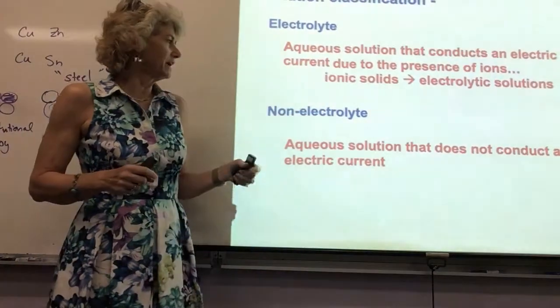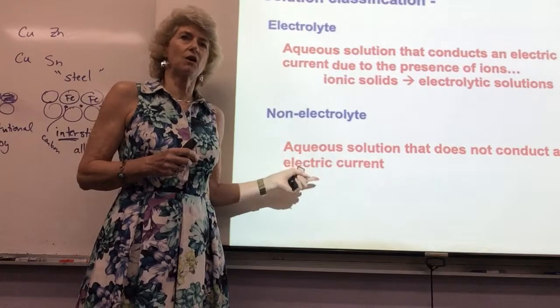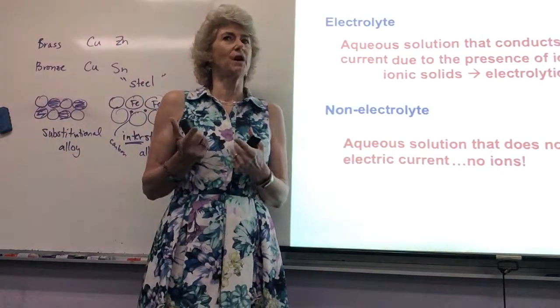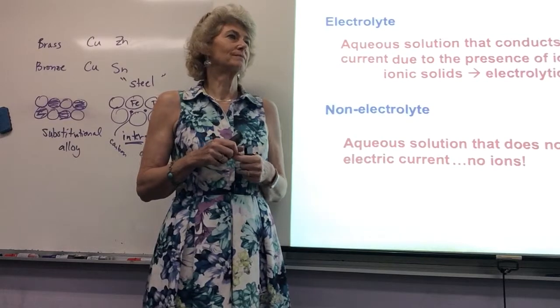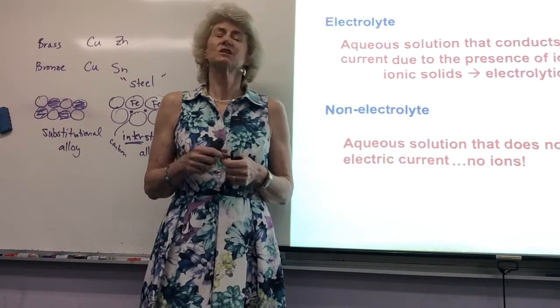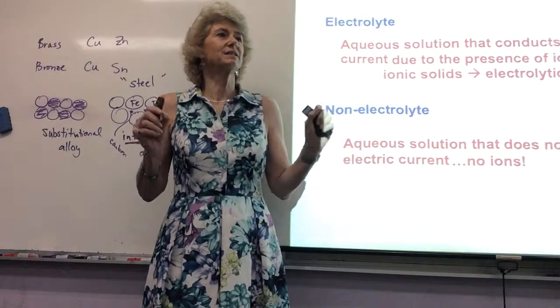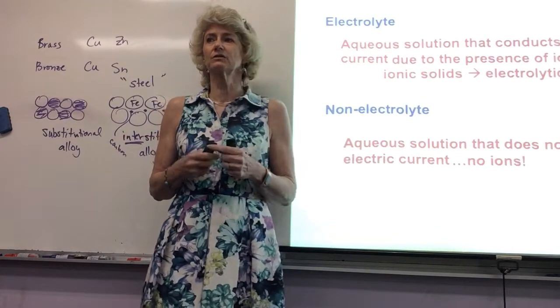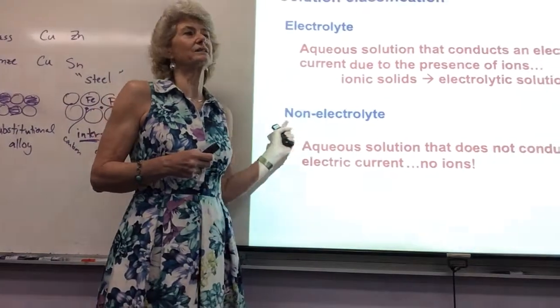The non-electrolytes are anything that doesn't dissolve into ions. So what's an example of something that dissolves in water but doesn't make ions? You see this every day, I bet. Sugar and water only dissolves. It doesn't turn into sugar ions. They're not ions, they're molecules. So sugar is not an electrolyte.